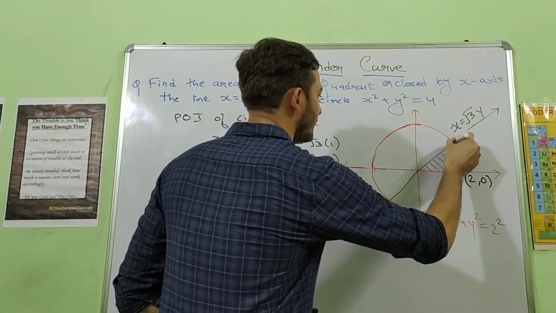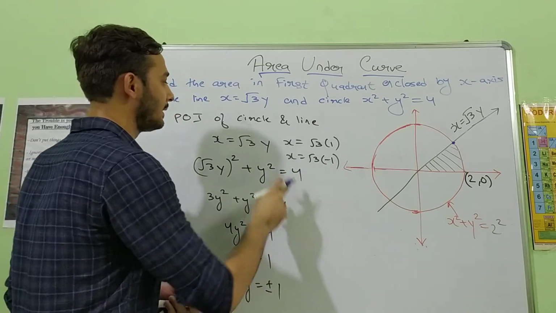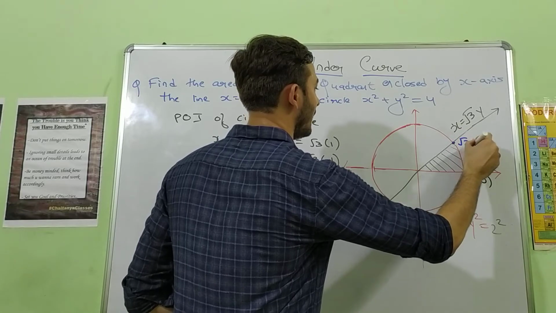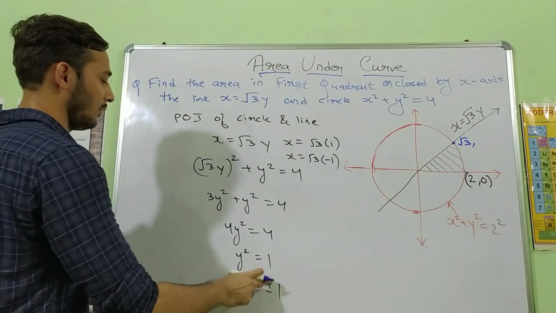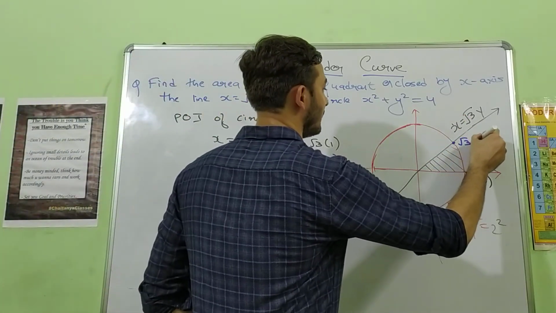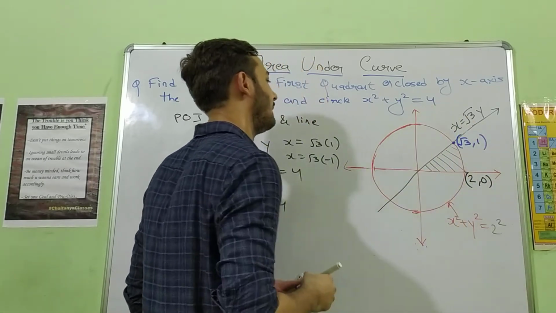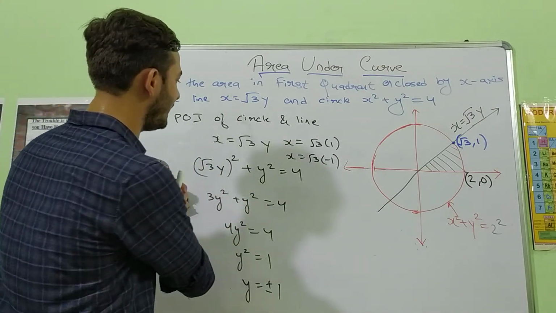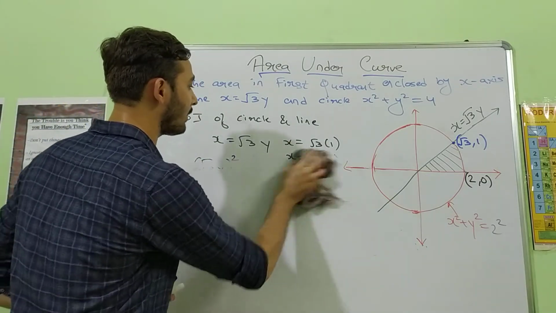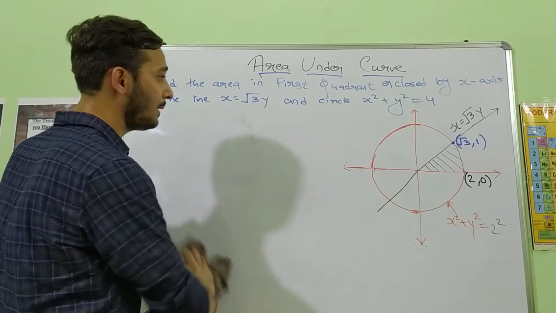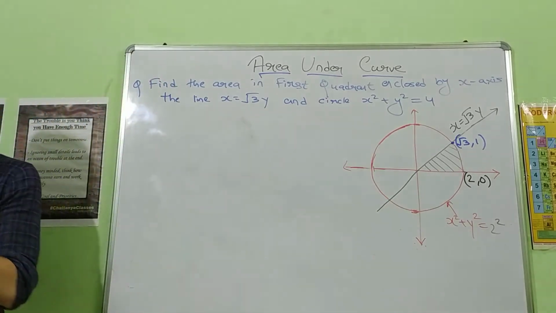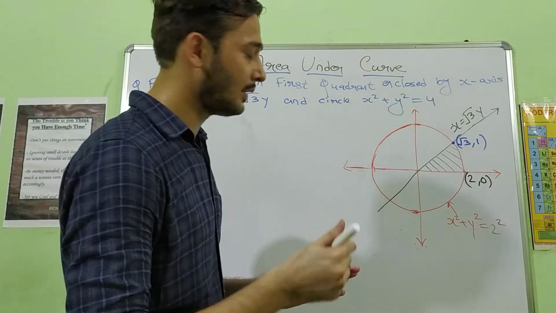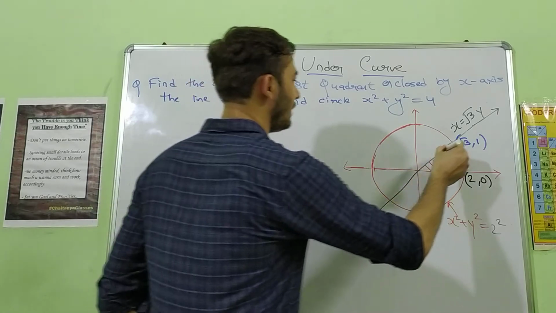What is this point? See, x equals root 3 into 1, that is root 3, and the y coordinate is 1. So this is (root 3, 1). So the first step is drawing the diagram, whatever is given in the question. Then from the diagram you find the point of intersection of the curves which is given to you. Once the point is known, the next step is to integrate.